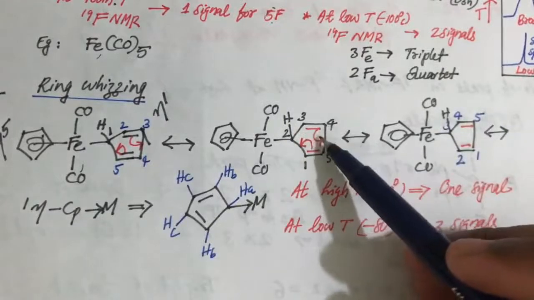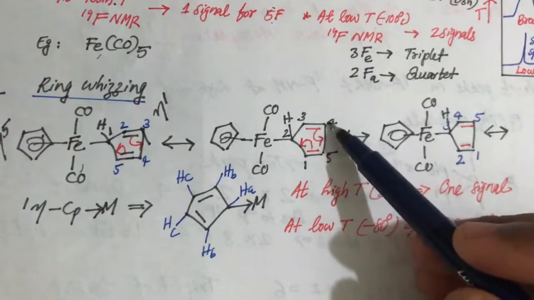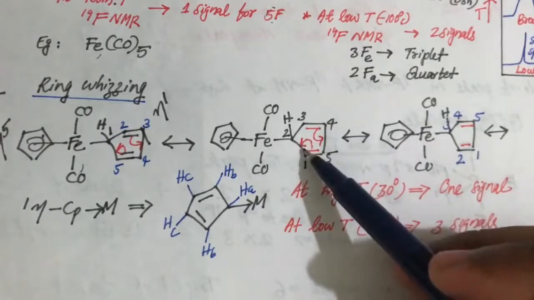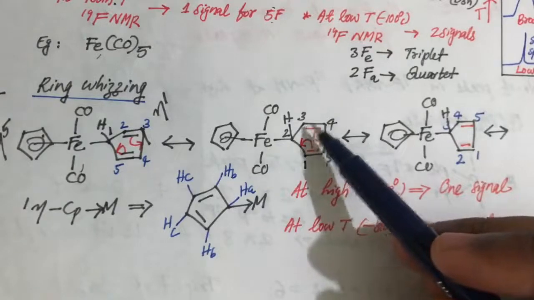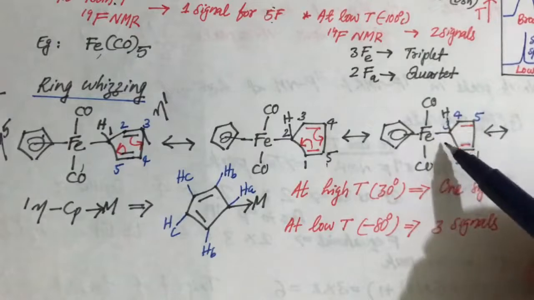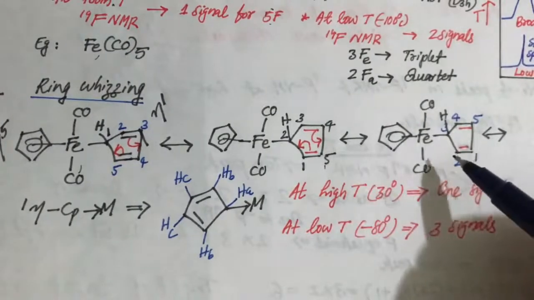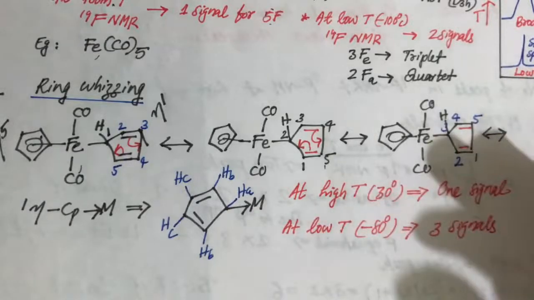Again, here it can undergo this ring whizzing, that is fluxional behavior. This pi bond can shift to 4,5, and this pi bond can shift to the 1,2 position. The iron is now directly bonded to the third carbon, and you end up with this structure. So this is again chemically equivalent. This way it can undergo fluxional behavior.